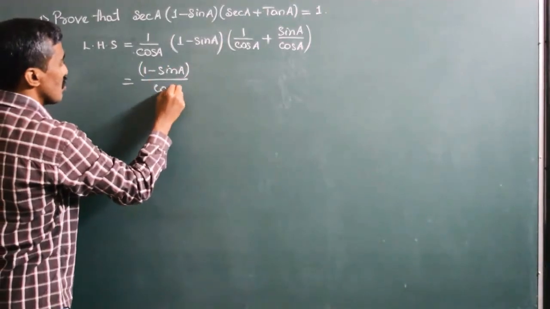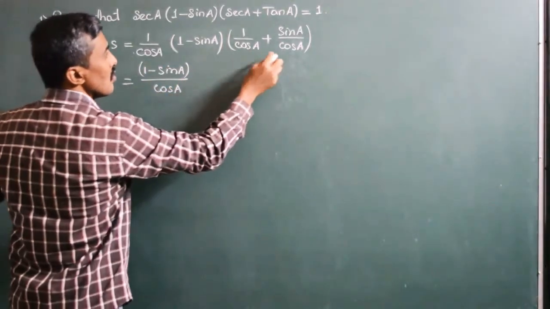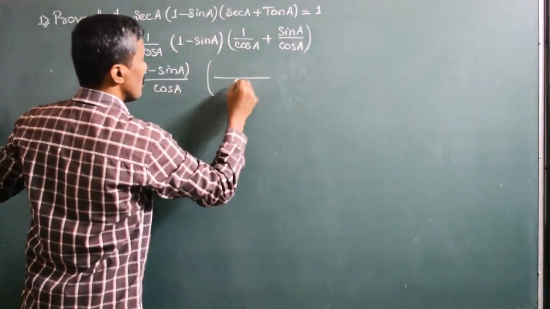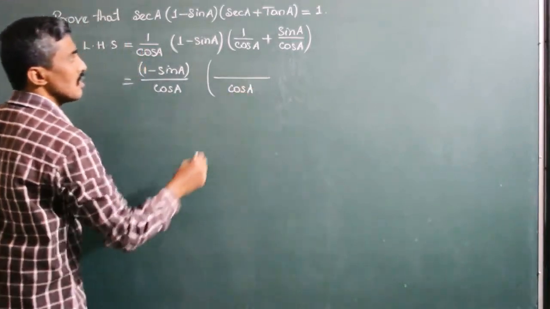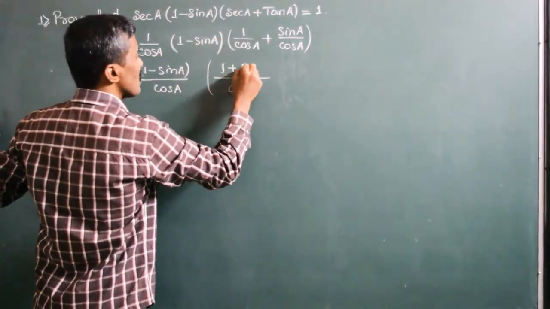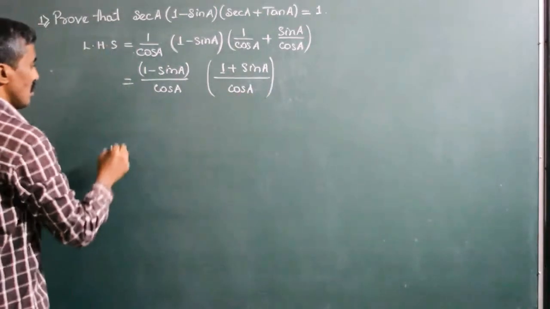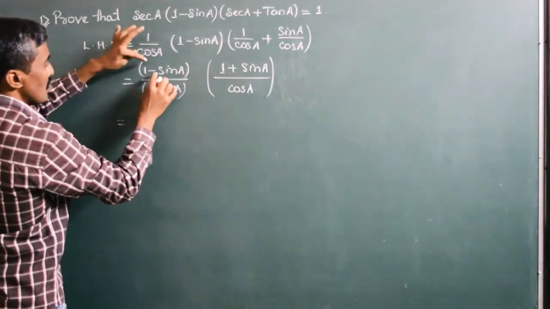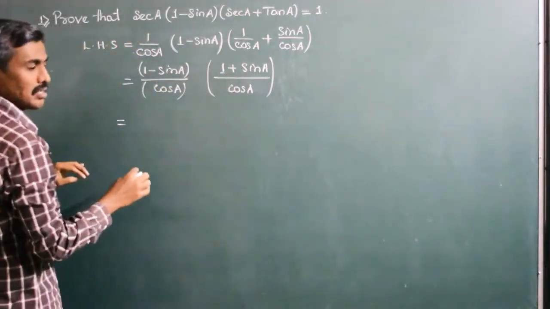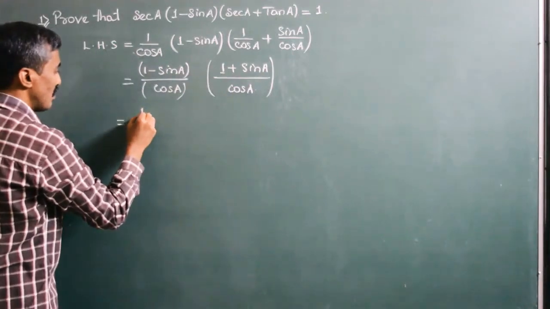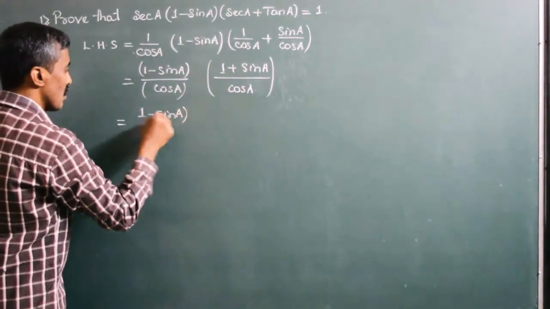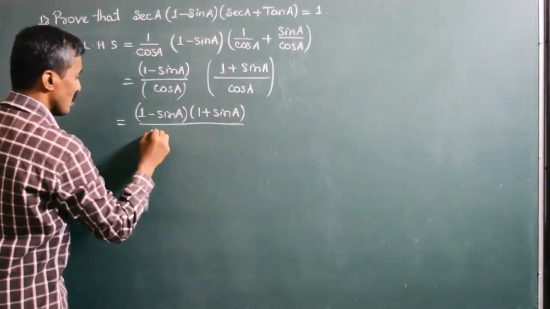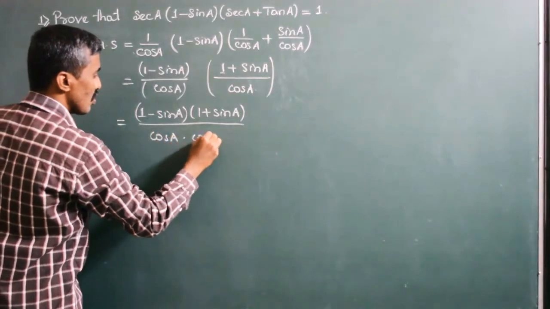divided by cos a. Then we have to add these two. So denominator is equal, therefore I will keep cos a as it is. Then numerator is 1 plus sin a. Now observe the numerator, 1 minus sin a, here 1 plus sin a. So then we have to multiply these two. If I multiply, then 1 minus sin a into 1 plus sin a whole divided by cos a into cos a.